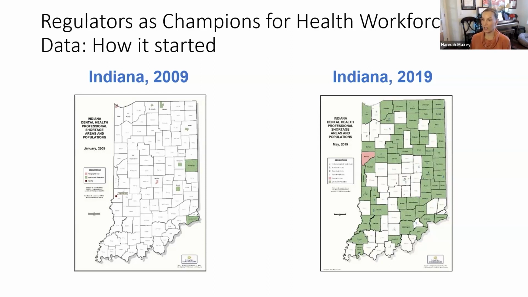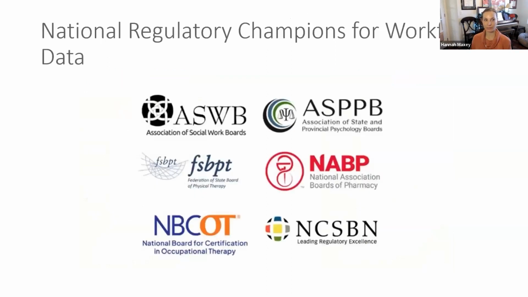And so what you're looking at is just a decade later map. The green areas and the pink area, those at that time were designated as having federally recognized shortages of dental professionals. There was no difference really in our workforce. The difference was health workforce data.